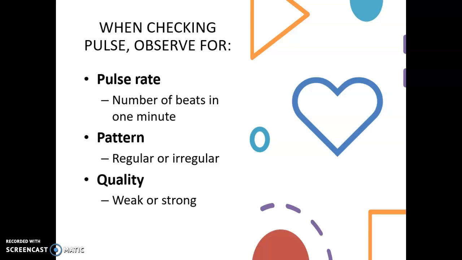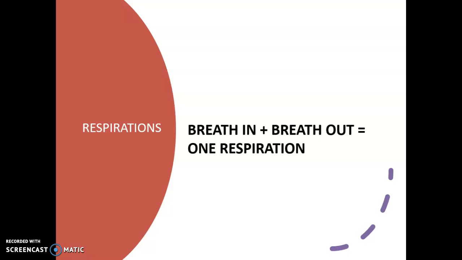When checking a pulse, you're going to observe for the pulse rate, which is the number of beats in the minute. Regular, the pattern, which is is it regular or irregular, and the quality, is it weak or strong? Sometimes you feel it and it feels really thready, and sometimes it feels really bounding. So that was it on pulse.